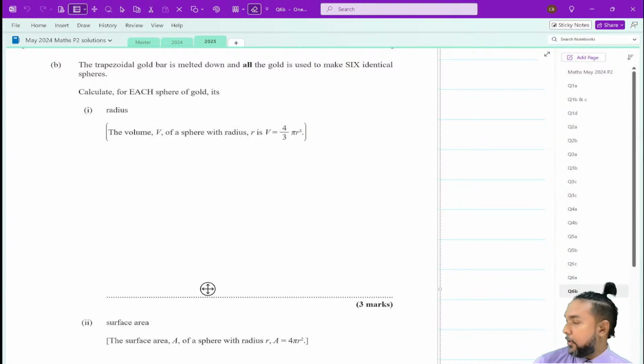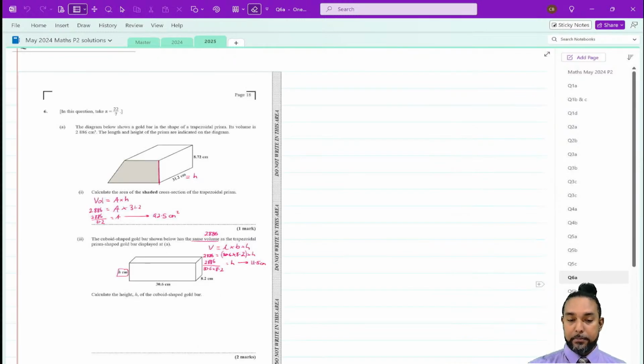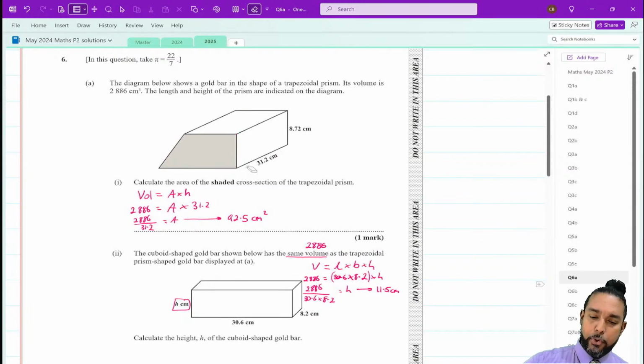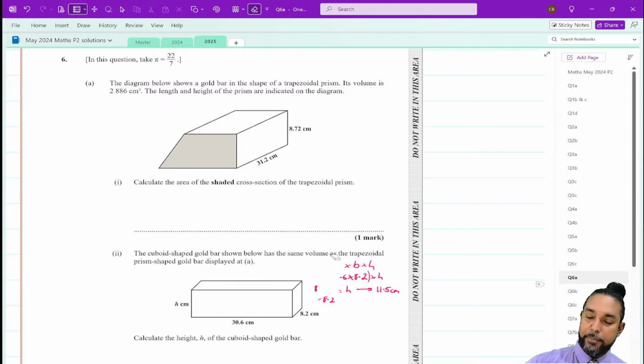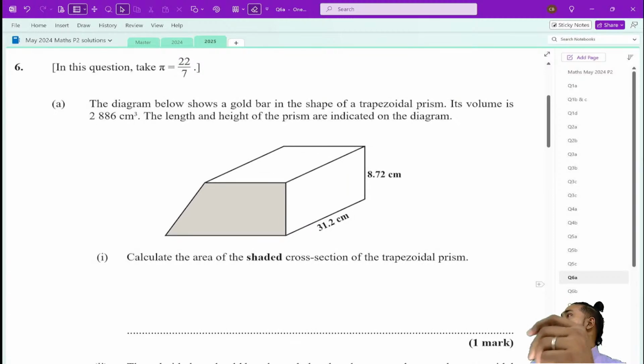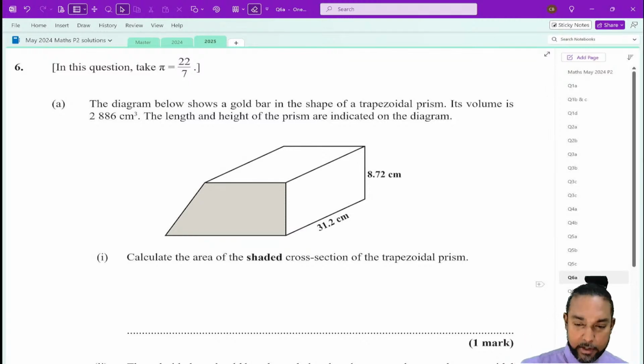Okay, ladies and gents, let's take a quick recap of part A to the question. We're on number 6 right now. We'll take a recap of part A, then jump into part B.